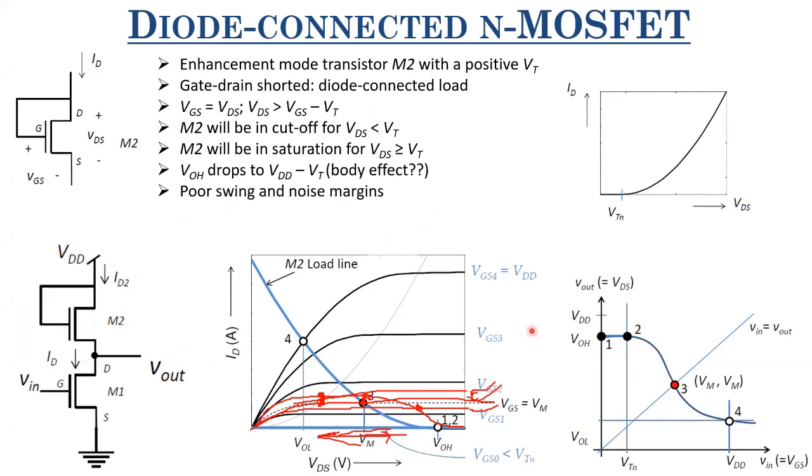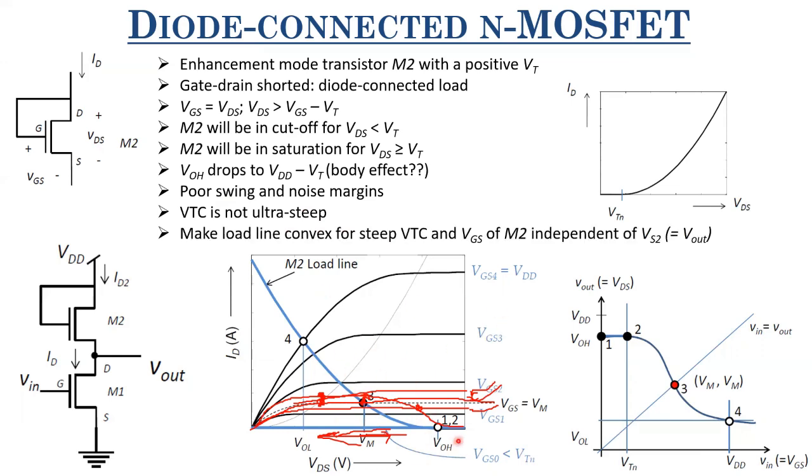Second, we have a poor noise margin and a poor swing. Since your VOL is also high and VOH is also small, the swing is already small. And since the swing is small, the noise margins are also pretty small. Now, the VTC is not ultra steep. Why so? Because of the reason that I explained here. The load line is a concave curve like this. The change in the input leads to only a smaller change in the output.